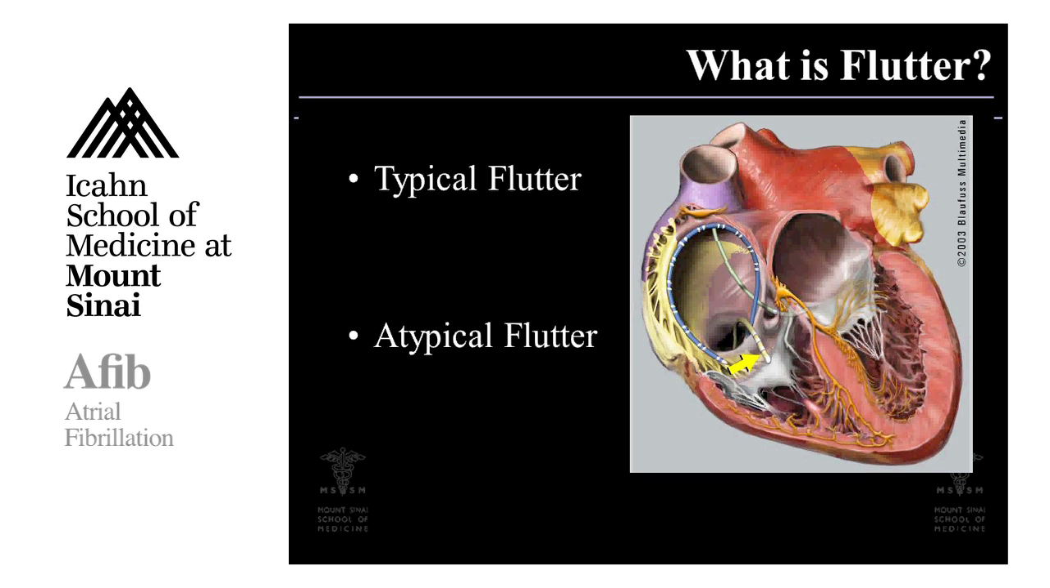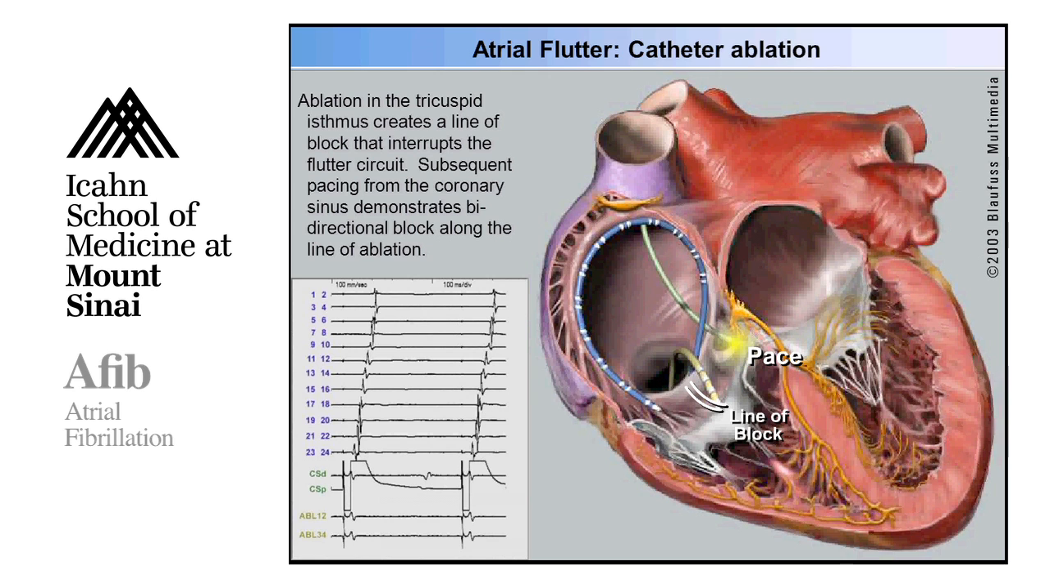Typical flutter is a relatively easy rhythm to eliminate. It involves taking an ablation catheter, as you see there, and making a line of ablation between the tricuspid valve, which is the valve that separates the right atrium and the right ventricle, and this vein called the inferior vena cava. So when we place this ablation lesion, this line of block happens and this circular rhythm can't occur.